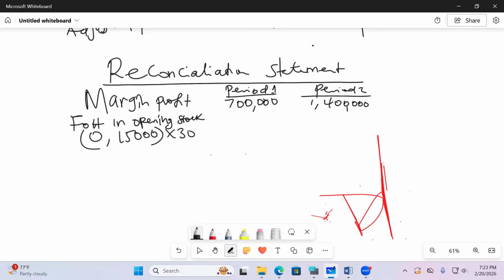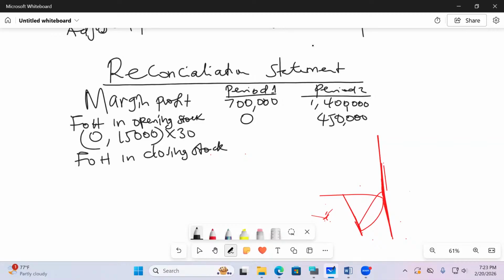So the first one is 0. The second one is what here? 450,000. And then you come and give me the fixed overhead in closing stock.